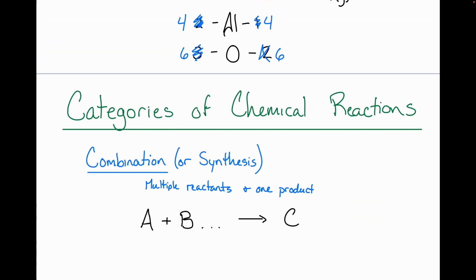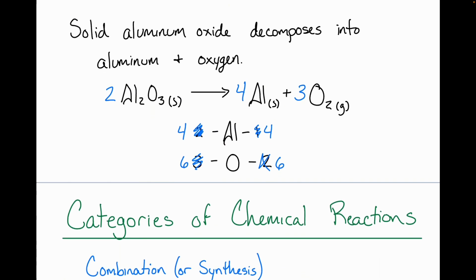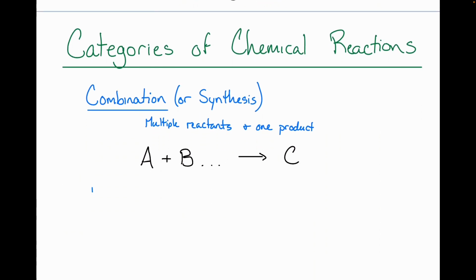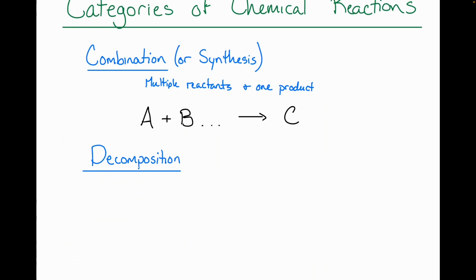Those reactants are combining together to make that product. Okay, in the last example we did, this was the exact opposite. Now we have a single reactant that's decomposing into multiple products. This is what we would call a decomposition reaction. Okay, sort of the inverse of a combination reaction. This is when we have a single reactant that's breaking apart into multiple products.